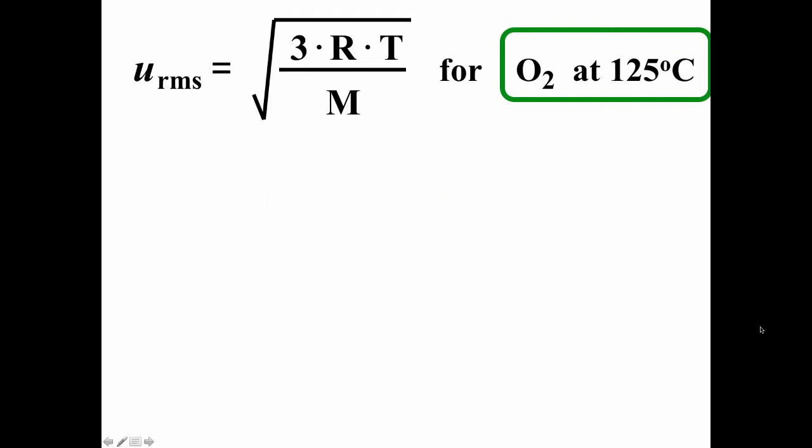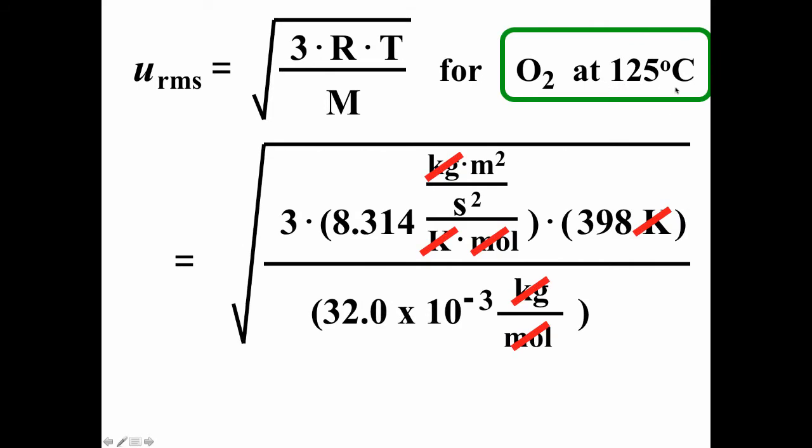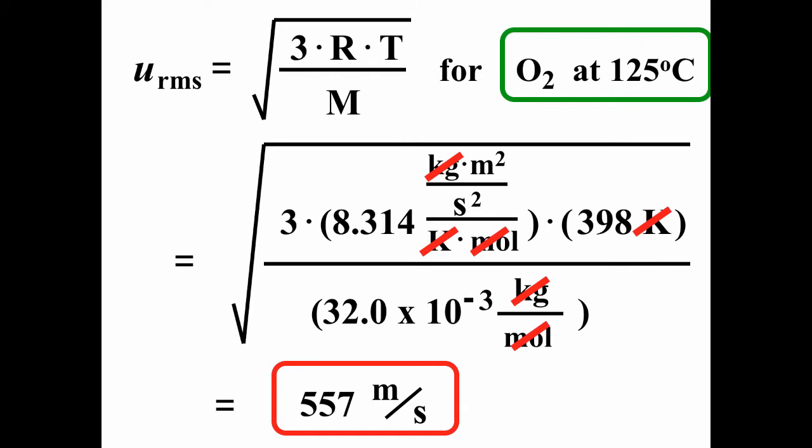Two other quick calculations just to get a sense for how speed changes with temperature and molar mass. So let's now try a calculation for oxygen at a higher temperature, 125 degrees Celsius. Plug everything in, exact same setup as before, except 398 Kelvin rather than 298. We, of course, expect the root mean square speed, the average speed, to be higher than it was before, and it is: 557 meters per second. Note that's not a lot higher than the 482 meters per second we had before, but it is definitely higher.